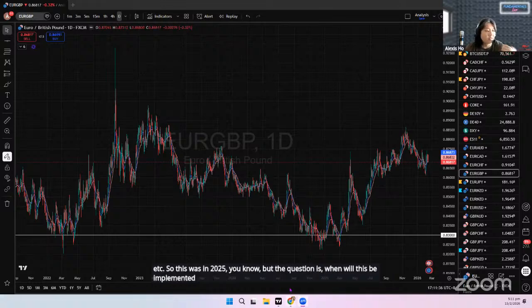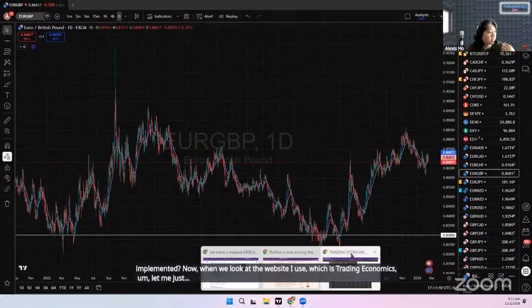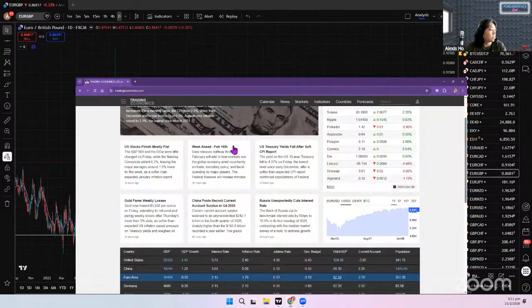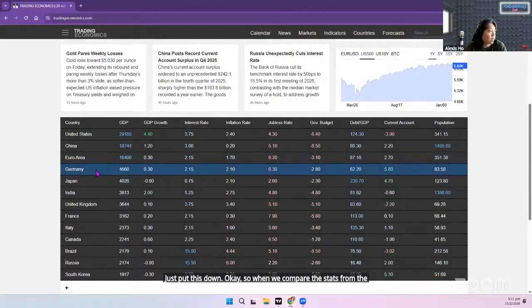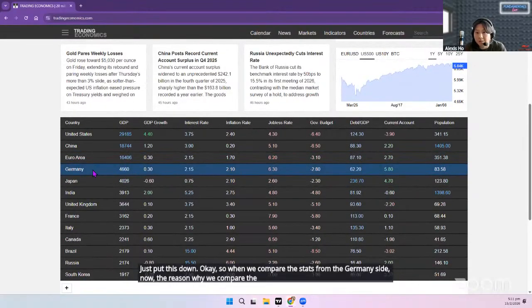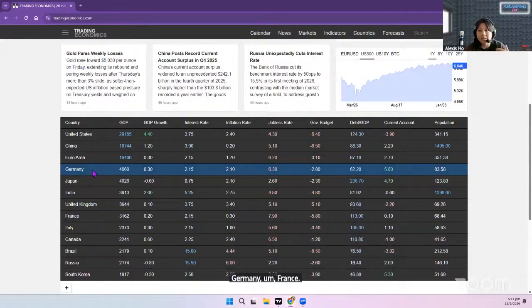Now, when we look at the website I use, which is Trading Economics, let me just put this down. Okay, so when we compare the stats from the Germany side, now the reason why we compare the stats in Germany as well while looking at the Eurozone is because in the entire Eurozone itself, Germany holds one of the larger GDP portfolio over there. So Germany, France, Italy, they kind of lead the Euro's standing.